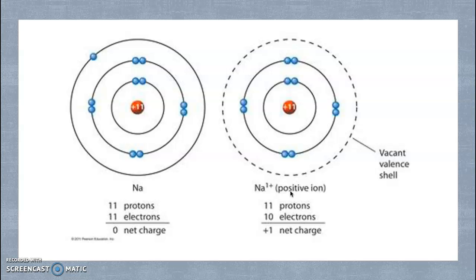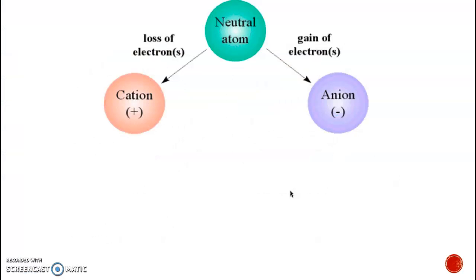So what's an ion? Well, we have two types: cation and anion. But an ion is basically an atom with a charge. And an atom with a charge because it's either gained or lost an electron. Now when it loses an electron, it's a cation, and we notice that because it has a plus sign. If it gains an electron, it's an anion, and we notice that because it has a negative sign.